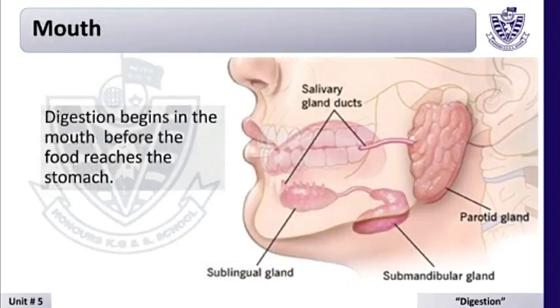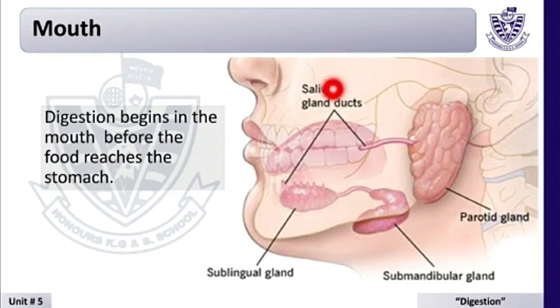Mouth. The process of digestion starts from the mouth. In human beings, food is ingested through the mouth where the digestion of food begins. Now we study what happens to the food in the mouth. First of all, we study the role of the teeth. The teeth cut the food into small pieces, chew and grind it.